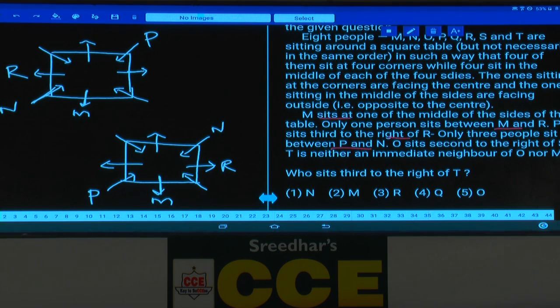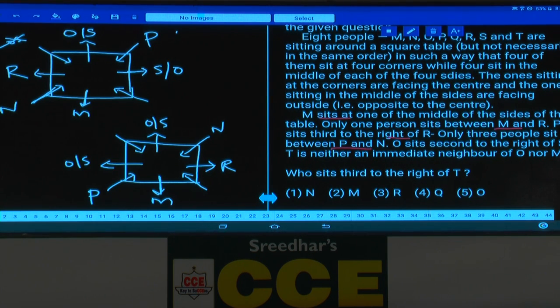O sits second to the right of S. Whatever this O, O is seated second to the right of S. As O sits second to the right of S, how many possibilities here? Can O or S be at this place? If O or S is at this place, the other person must be in the place of either N or P, which is not possible. Hence, O and S cannot be at this place. If O is here, S will be here. Or if O is here, S will be here. Isn't it? If O and S are done, then similarly here also, this O and S must be in the alternate places. Hence, O or S will be in these 2 places only.